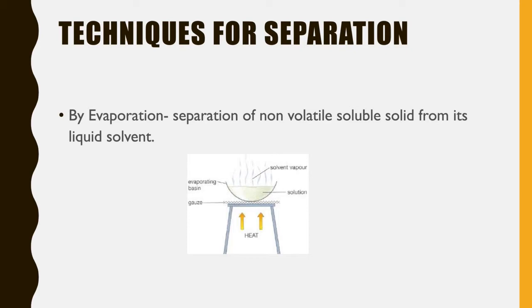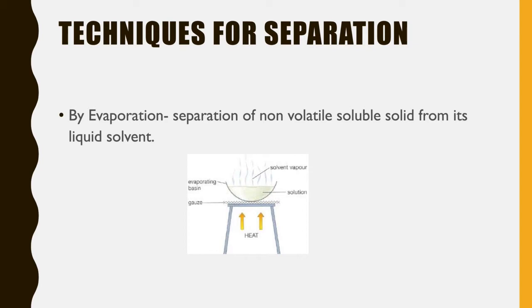But if we take one glass of water, and pour 1 teaspoonful of sugar or salt in it, and mix it, then you will get a solution. Okay, a solution of sugar or salt. So there, if we put it on the filter paper, you cannot separate the sugar from the solution. So how can you separate the non-volatile soluble solid from its liquid solvent? The process is called evaporation.